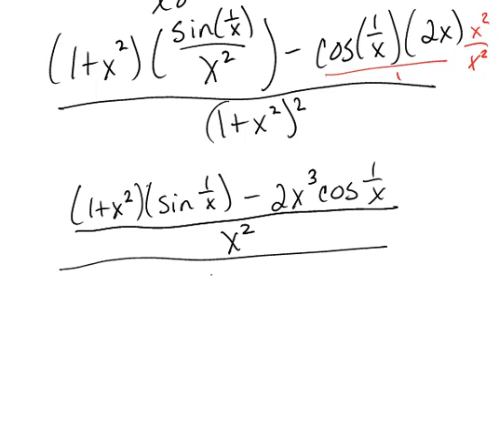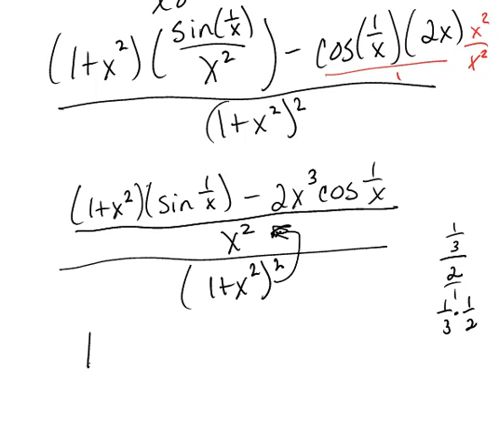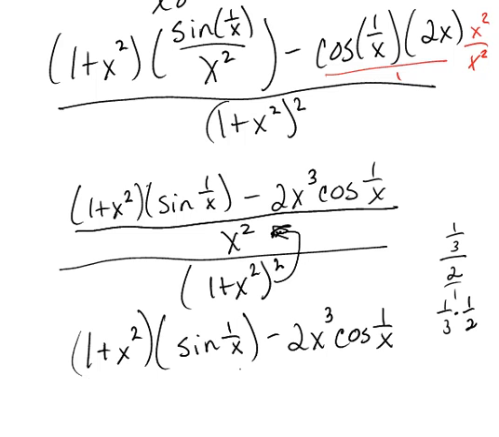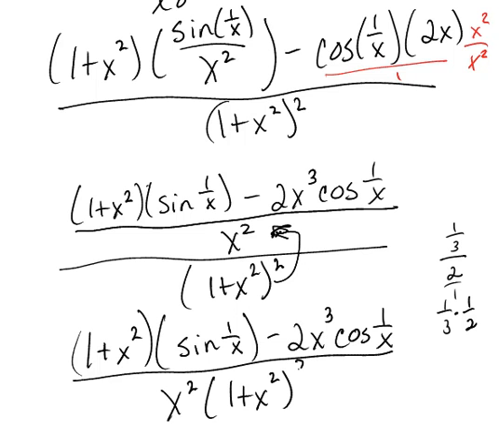Now, we're dividing that by 1 plus x squared squared. Now, you know, when you have a fraction, like if you had 1/3 divided by 2, you can write this as 1/3 times 1/2, right? So you can put this over 1 and flip it. So this denominator is actually going to come to live right up here. So it cleans up in its most attractive form as 1 plus x squared times the sine of 1 over x minus 2x cubed times the cosine of 1 over x, over x squared times 1 plus x squared squared. All right, so there is a problem only its mother could love.